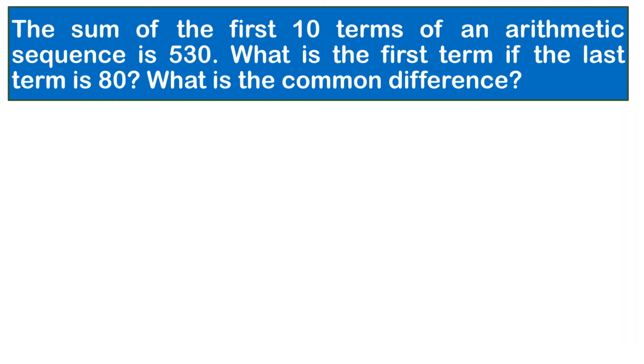Let's have the last one. The sum of the first 10 terms of an arithmetic sequence is 530. What is the first term if the last term is 80? And what is also the common difference?